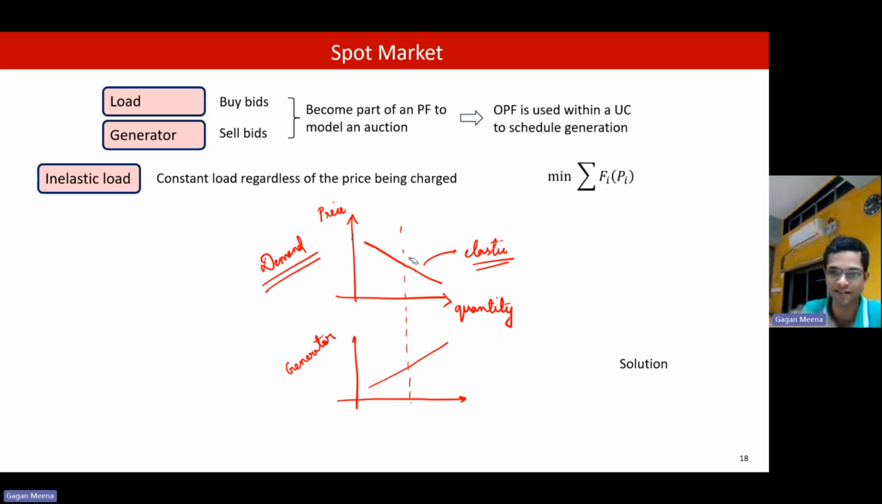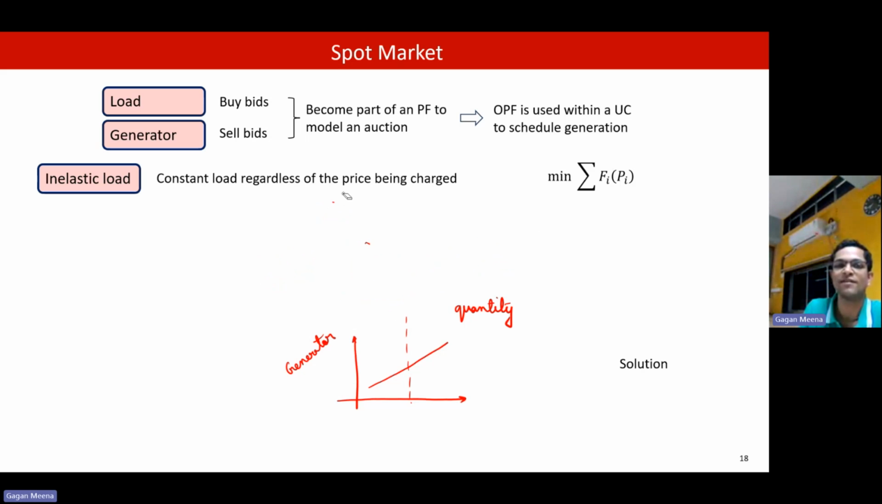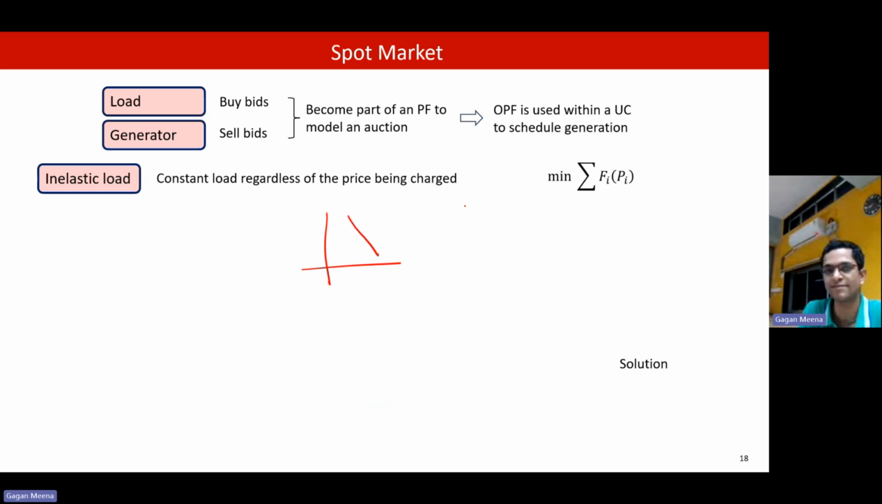You'll also see that the same thing we are now trying to do mathematically. So we were discussing the inelastic and elastic load. This one is the elastic load, the load with the decremental curve. But if the decremental curve is like this, parallel to the y-axis, that means whatever the price, regardless of the price, the load serving entity wants to meet this demand. That is the inelastic case.